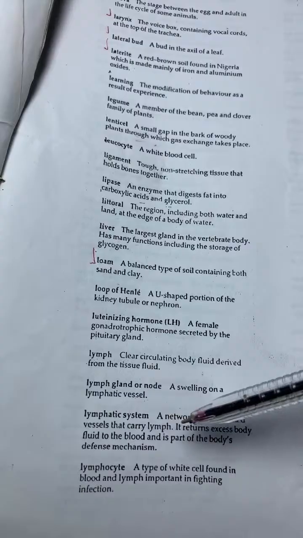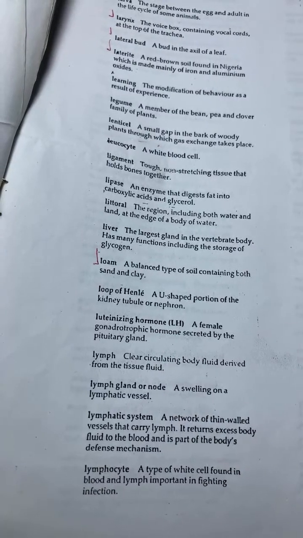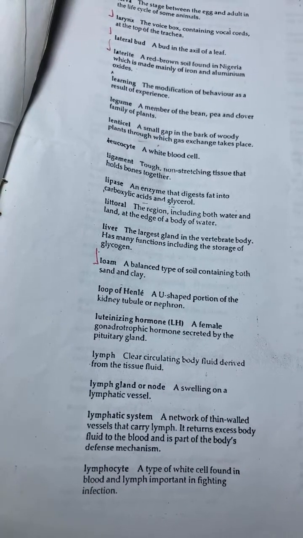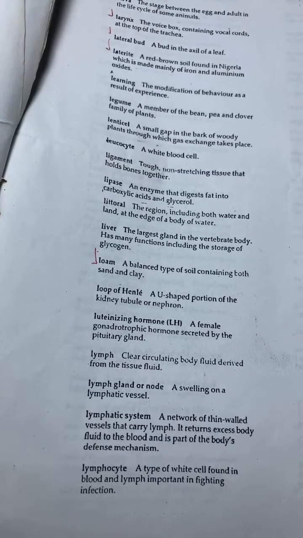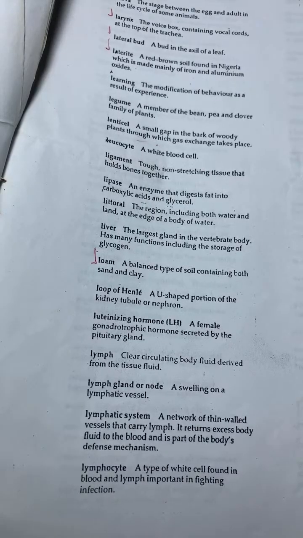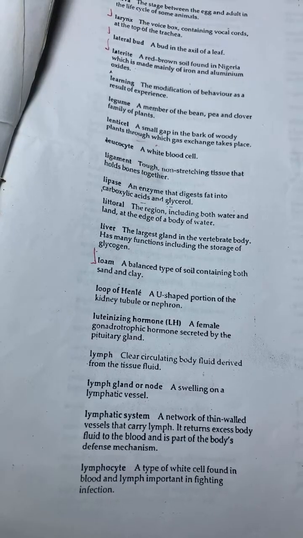Now move on to lymphocyte. A lymphocyte is a type of white cell found in the blood and lymph, important in fighting infection. Are we there now? So under lymphocyte, is a type of WBC. Are we there now? What is WBC? White blood cell that tries as much as possible to help in fighting infection.